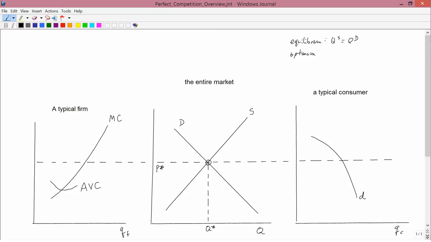Now let's see what that implies on the left for the typical firm and on the right for a typical consumer. Let's do the consumer first. For the consumer, the consumer takes prices as given, and what that means is the consumer does not see the upward sloping supply curve in the middle diagram. What the consumer sees is a supply curve that looks like this. It's horizontal.